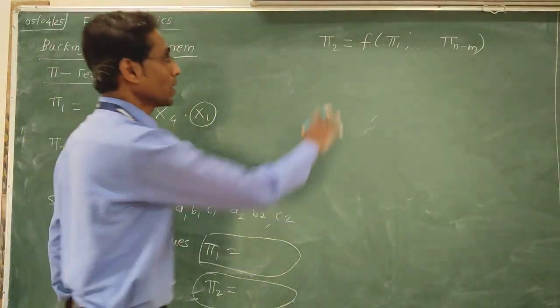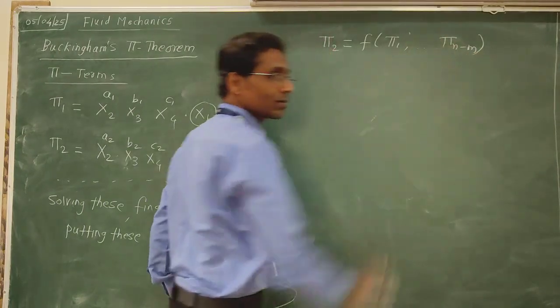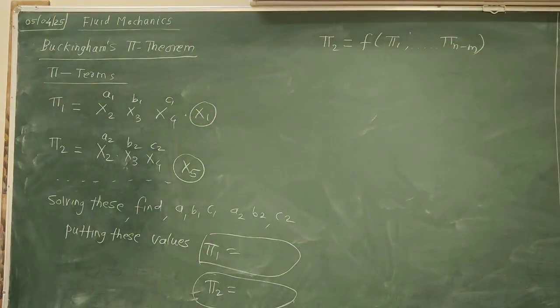Pi2 term will be a function of pi1 to pi n minus 1 in this way. In this way we have to write it. Now there are some rules. We can take the product of two pi terms. We can take the division of two pi terms. You will see that in the numerator. This is called the Buckingham pi theorem, that is used to find the dimensionless numbers.